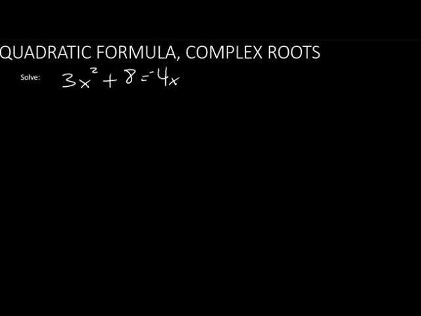Here we'll solve a quadratic equation and end up with an answer that has complex numbers as our solutions. Our equation says 3x squared plus 8 equals negative 4x. Now recall that for a second power equation, we want to get everything onto the same side and a 0 on the other side.